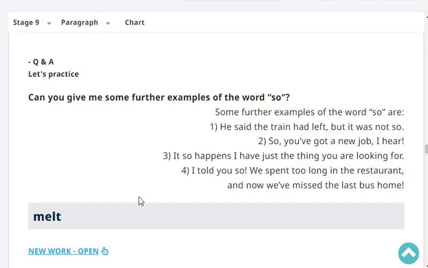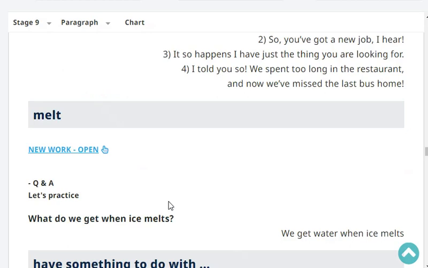We spent too long in the restaurant, and now we've missed the last bus home. Very good.